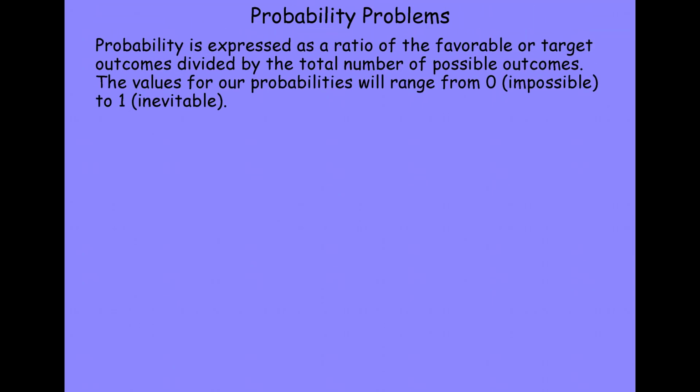So our probability is just expressed as the ratio of favorable or target outcomes, the things that would make our event true, divided by the total number of possible outcomes. Those values are going to range from 0, which is impossible, to 1, which is inevitable or certain. And the ratio will always be favorable divided by the total number of possible.